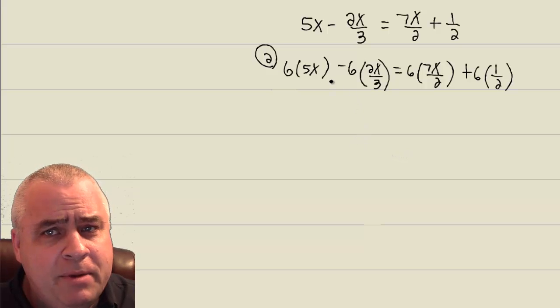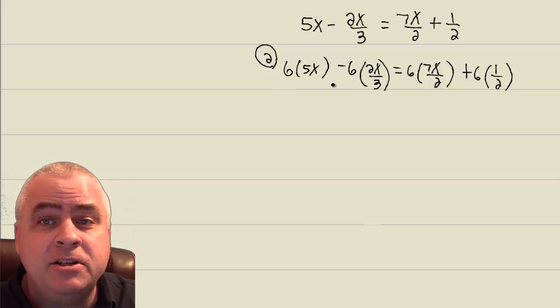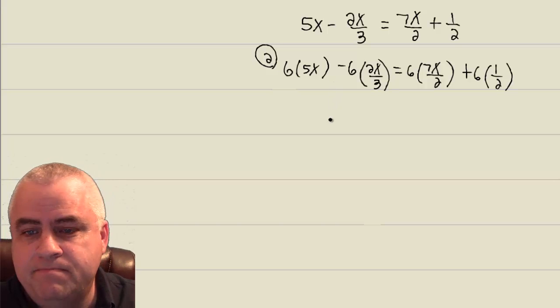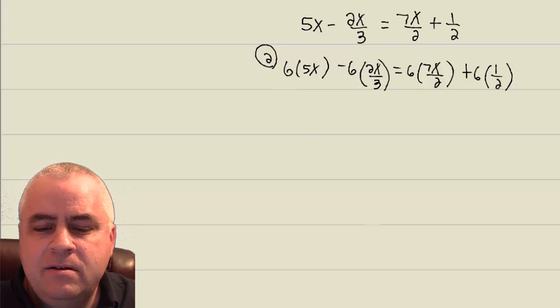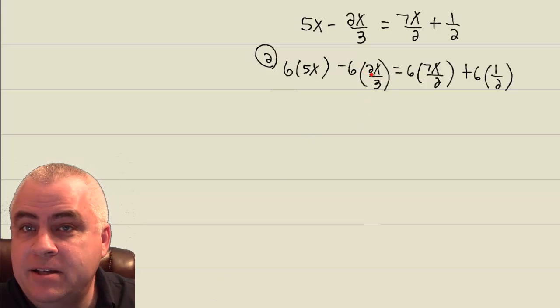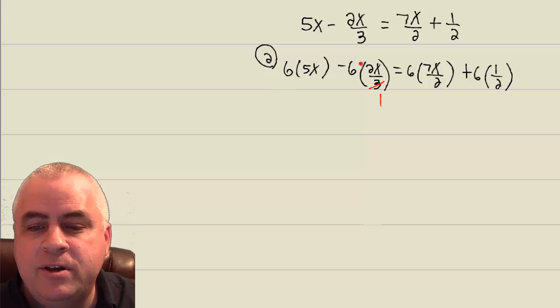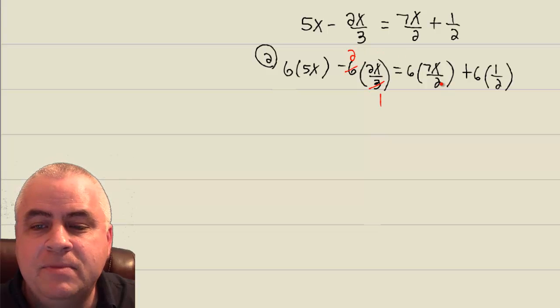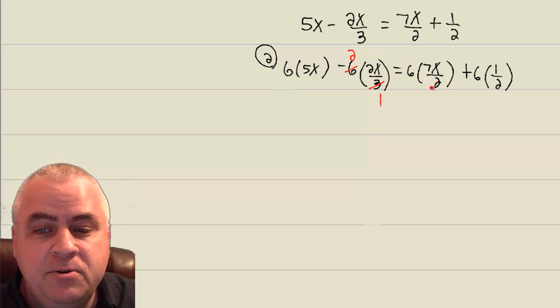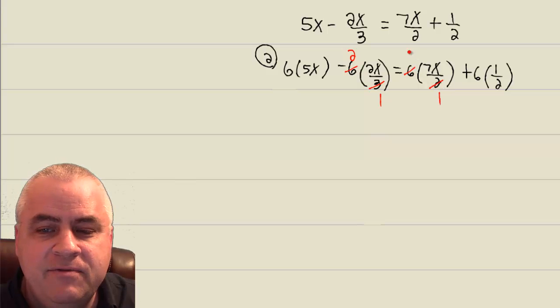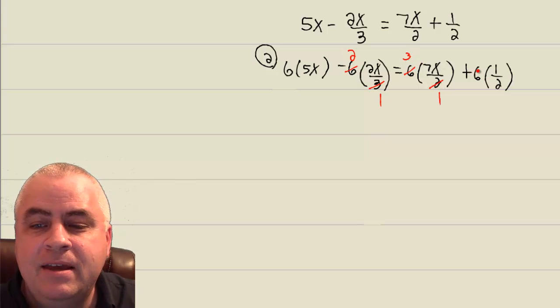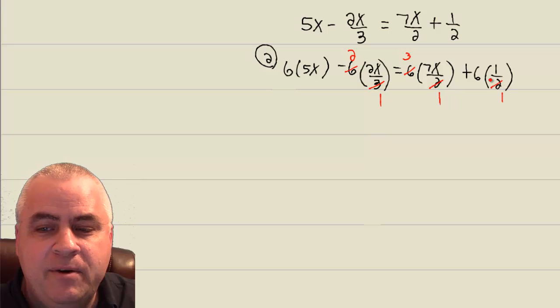Now notice I multiplied by the 5x also, not just the fractions, but you have to multiply times all of your terms. Well, the 3 and 6 are both divisible by 3. 3 divided by 3 is 1. 6 divided by 3 is 2. The 2 and 6 are both divisible by 2. 2 divided by 2 is 1. 6 divided by 2 is 3. And same here. 2 divided by 2 is 1. 6 divided by 2 is 3.